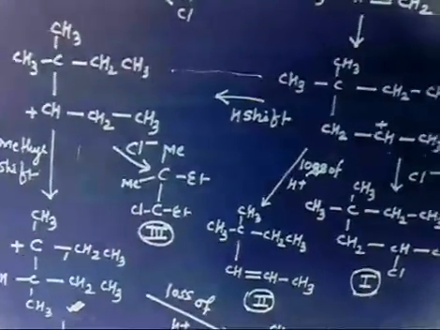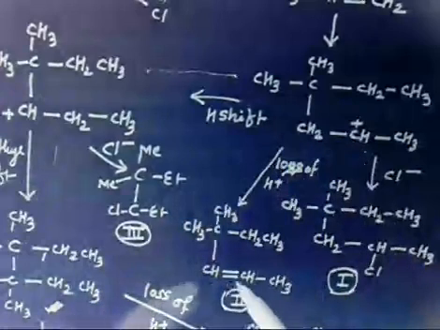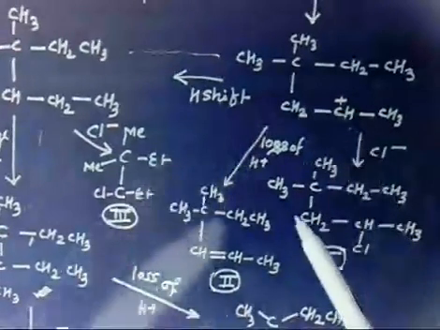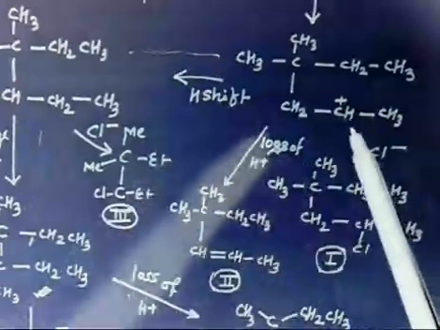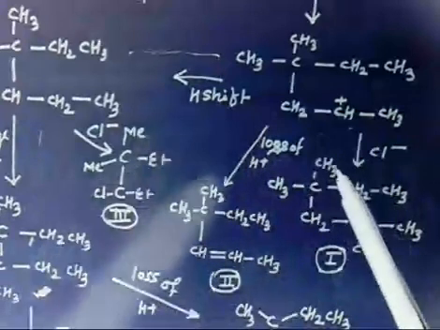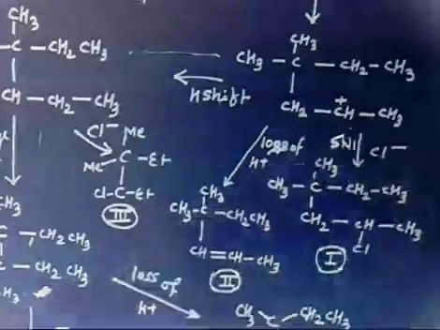Now let us see what are the products that are possible. If you see this carbocation, if it loses H plus, it will generate an alkene. So this is one product. That is the product number 2. If Cl minus attacks on this carbocation, I will get this product. So the first attack is the attack of Cl minus. I am getting this product. That is the SN1. So this is the product of SN1.